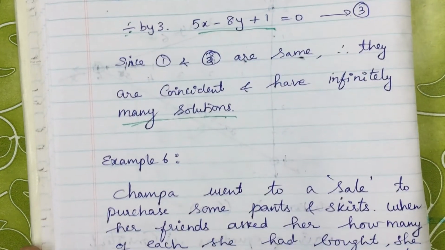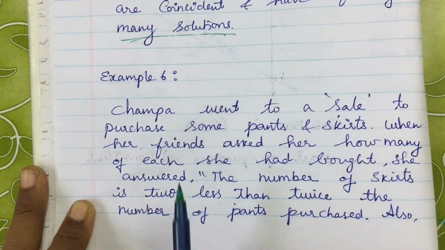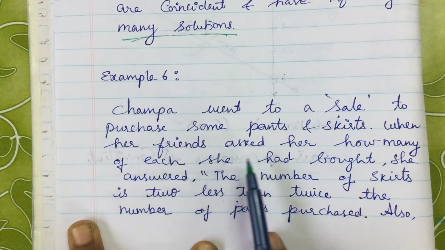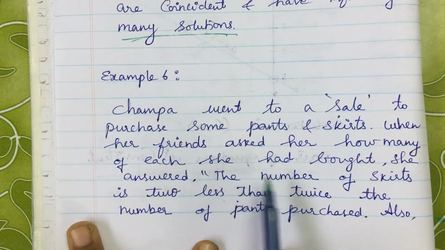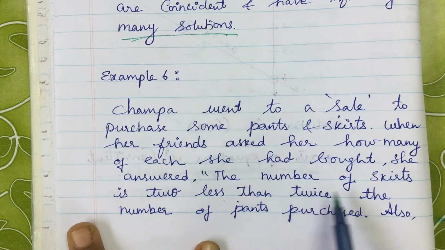And coming to example 6. So what is your example 6? Champa went to a sale to purchase some pants and skirts. When her friends asked her how many of each she had bought, she answered, the number of skirts is 2 less than twice the number of pants purchased. So how many skirts did she purchase? Number of skirts is 2 less than twice the number of pants.